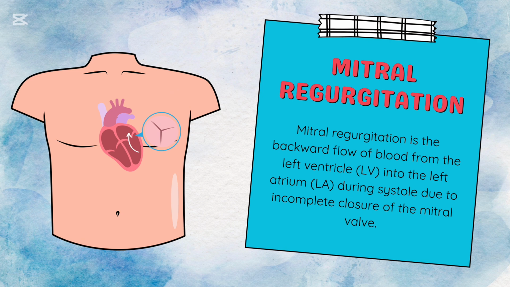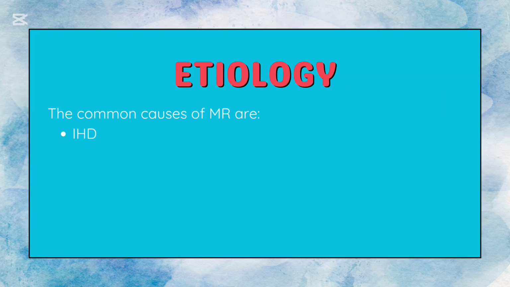Mitral regurg is basically the backward flow of blood from the left ventricle to the left atrium, not the aorta. Why? Because the valve cannot close properly. In stenosis, the valve was stenosed and could not open properly, and in mitral regurg, the valve cannot close properly. So during systole, the left ventricle will contract, and the blood, instead of going to the aorta, will go back into the atrium. Let's talk about its causes now.